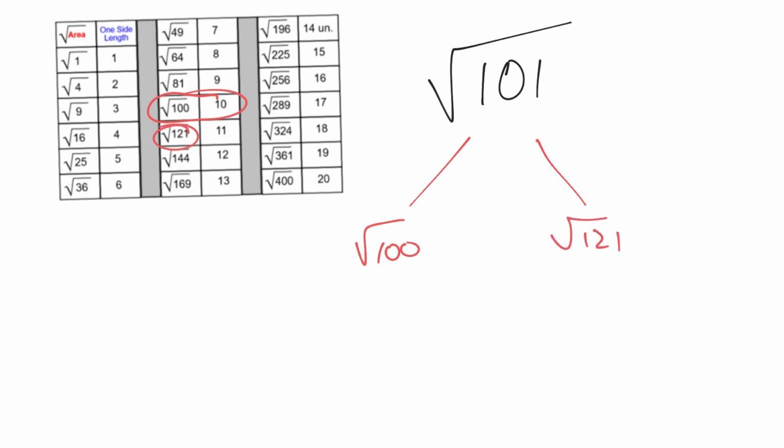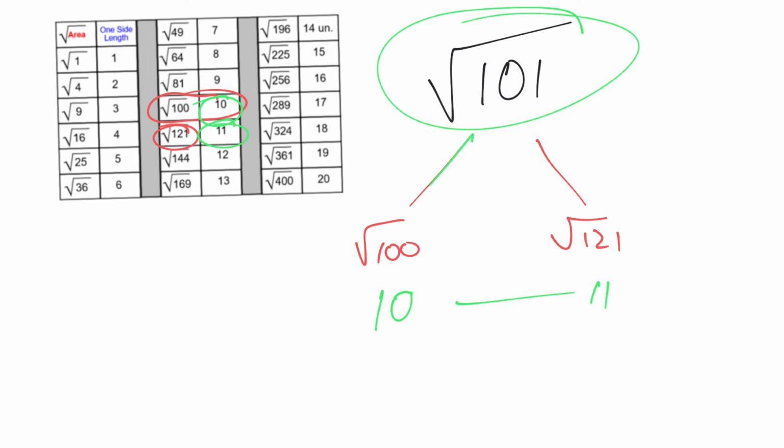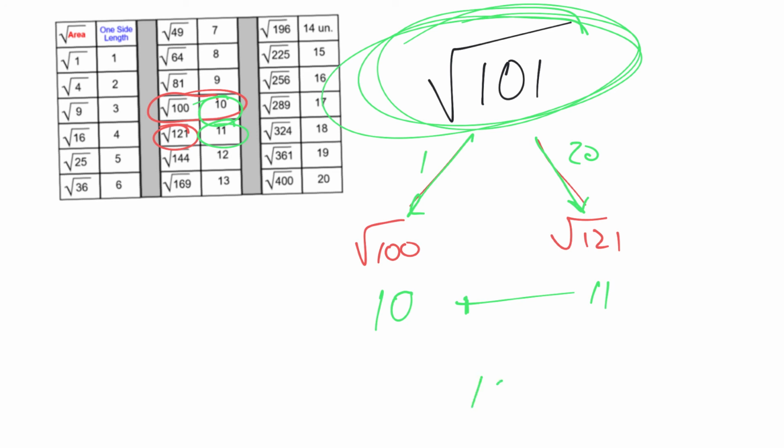Now I know off the top of my head that the square root of 100 is 10 and the square root of 121 is 11. Again, I have sequential numbers, so I'm just going to make my number line. And now I look for the differences. What's it closer to? The square root of 101 compared to the square root of 100 has a difference of 1. The square root of 101 compared to the square root of 121 has a difference of 20. That tells me that the square root of 101 is way closer to 10, or the square root of 100, than it is to 11, or the square root of 121. So my final answer here would be 10.